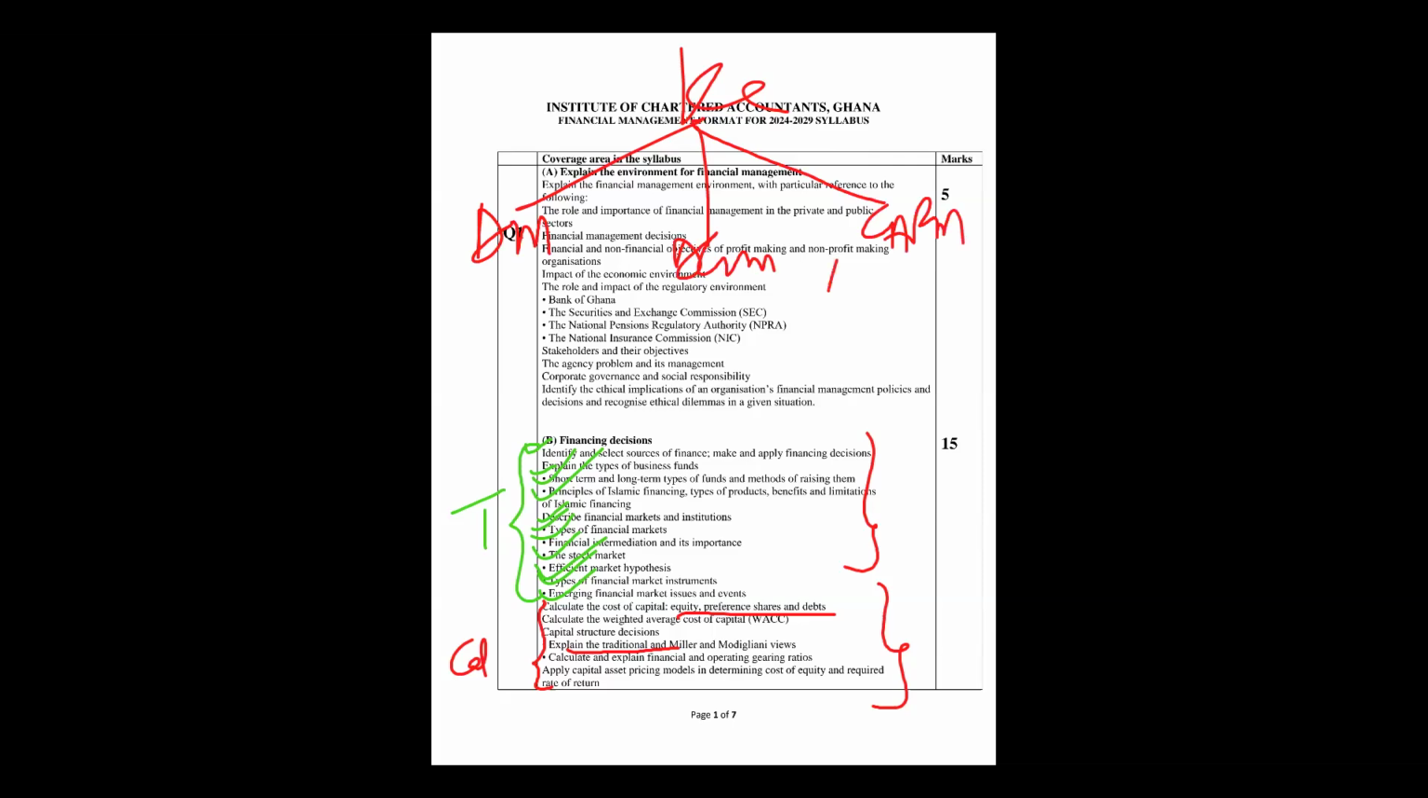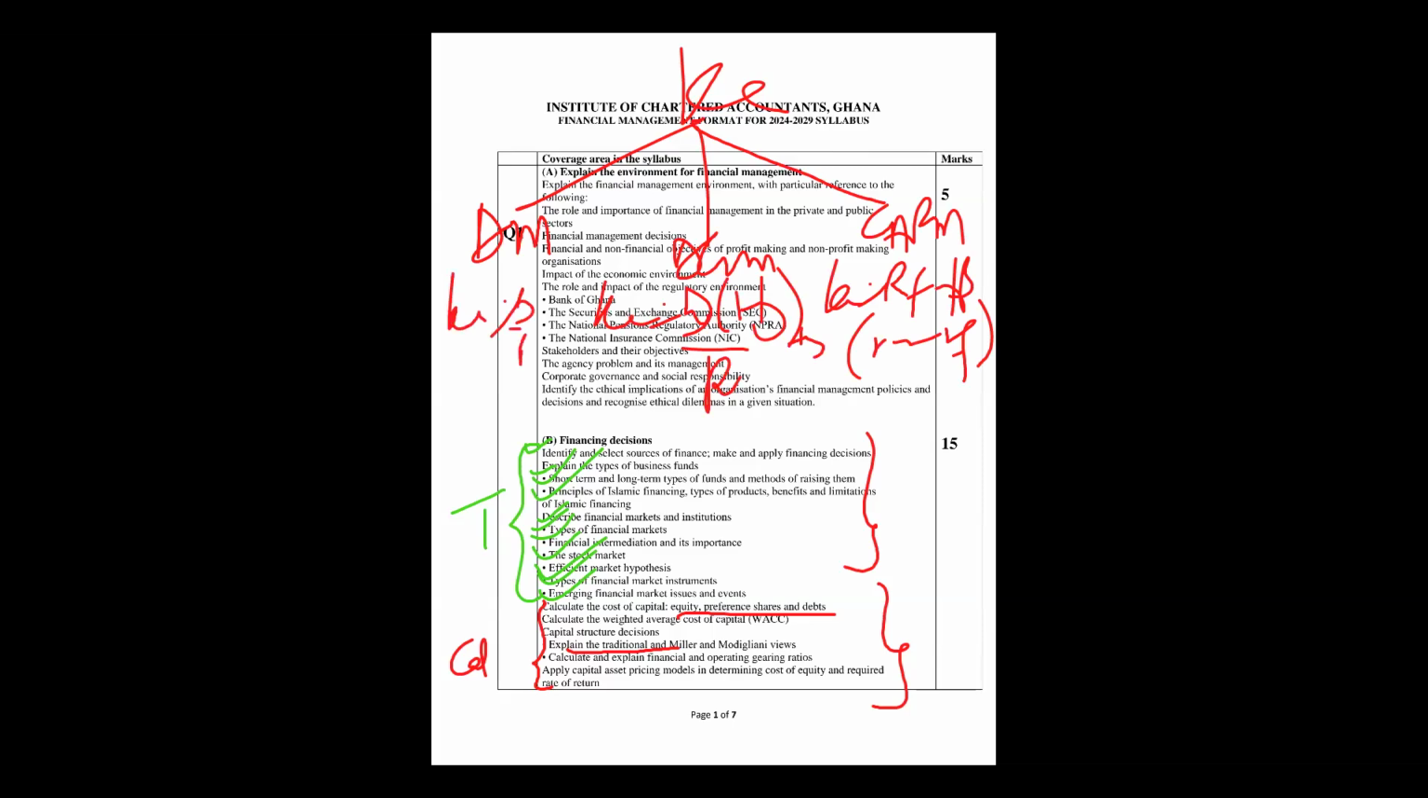The CAPM is the one with KE equals the risk-free rate plus beta into brackets market risk premium. Then the dividend growth model is KE equals D0 into brackets 1 plus g, all over P0, plus g. Then the dividend model is KE equals D over P.